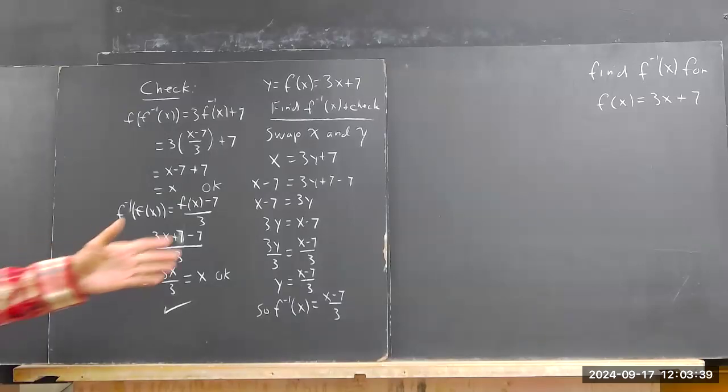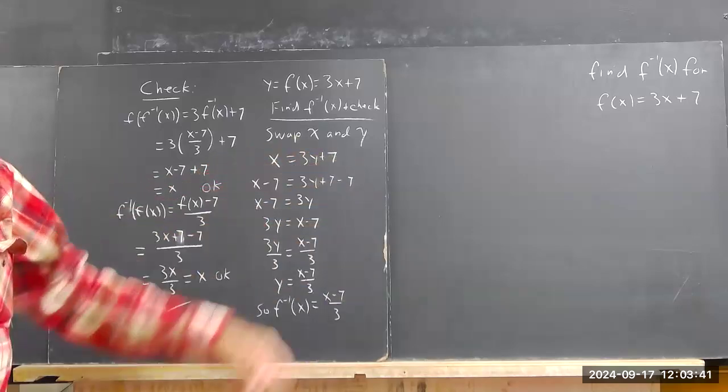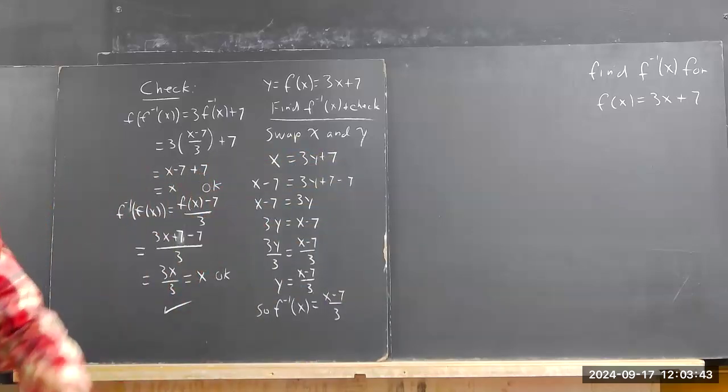Now, it's a real straightforward process if you have a linear function. If you've got a rational function with a denominator, it gets a lot harder.